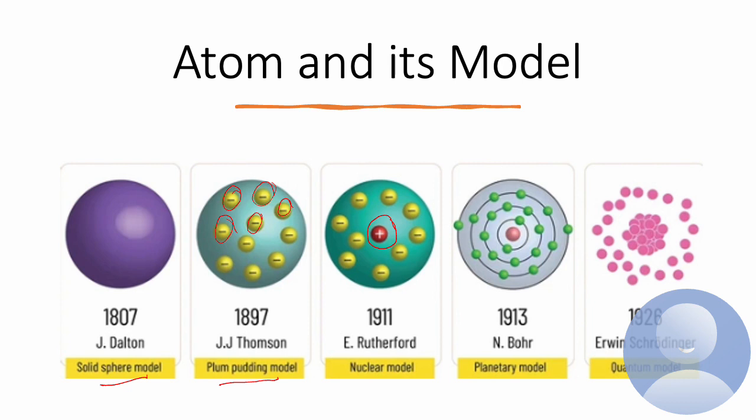Then, Niels Bohr proposed his model in the early 20th century, and he introduced the idea of quantized energy levels for electrons. So here we have the energy levels, and this model explained the atomic spectra and formed the basis for our understanding of electron behavior within atoms.